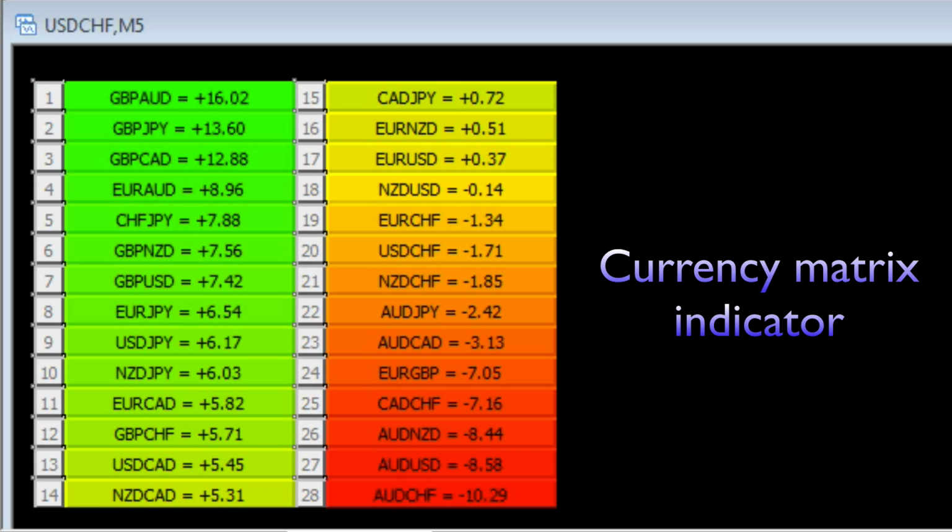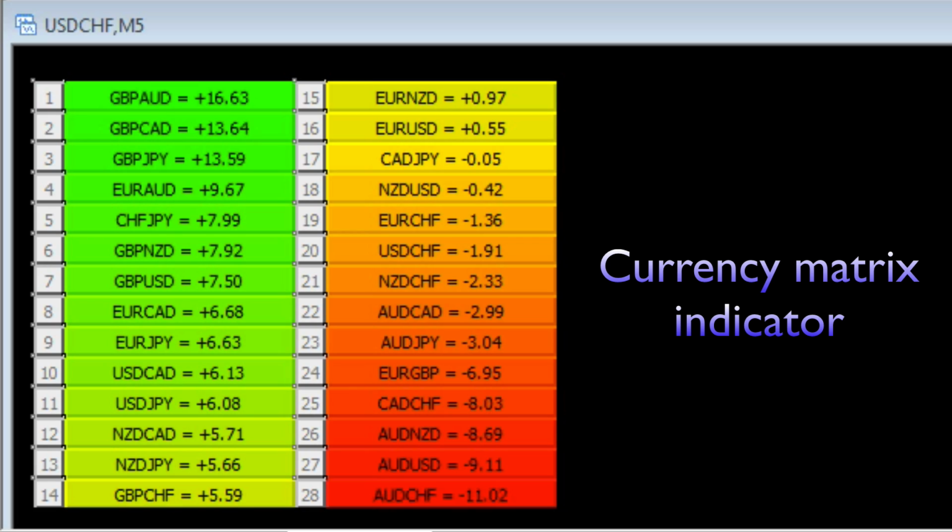As an example, if the US dollar is being bought in one currency pair, we should expect to see buying of the US dollar in all the major currency pairs, which is then reflected in the leaderboard.